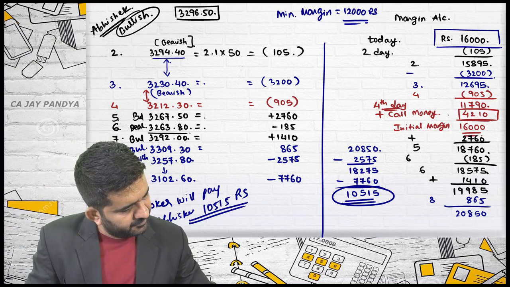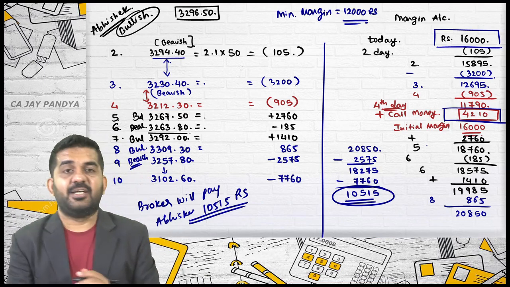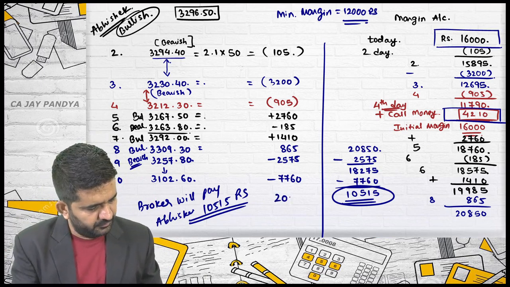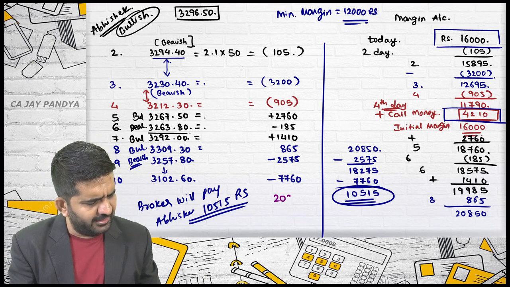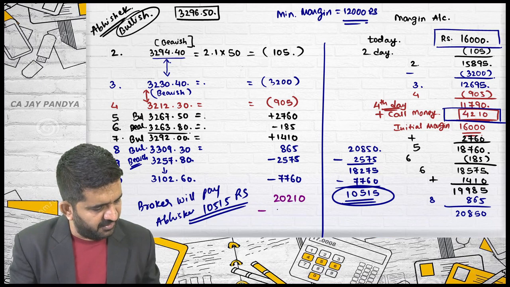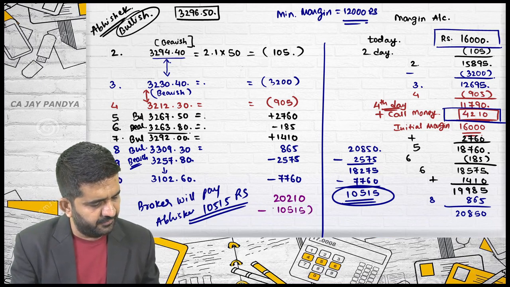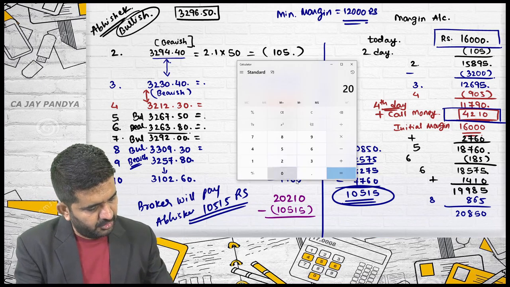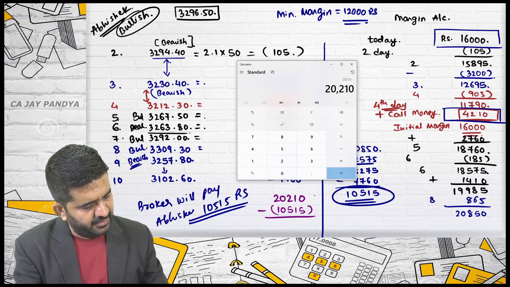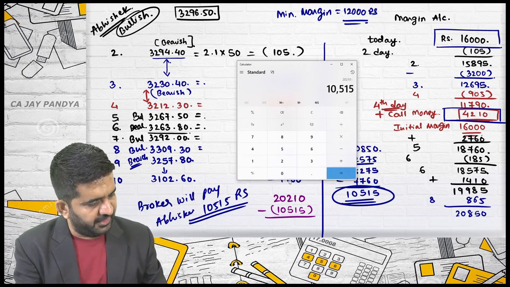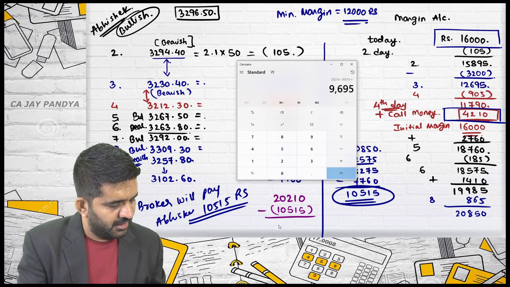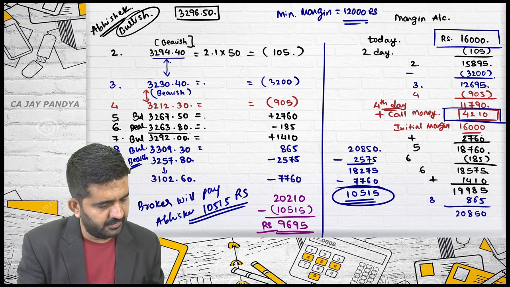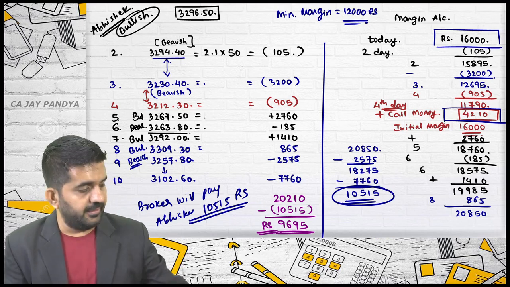16,000 plus 4,210. So total given to broker is 20,210. How much is he receiving back? 10,515. So what is my net settlement? 20,210 I have paid minus 10,515 I have received back. So my loss is 9,695 rupees. Is it alright?